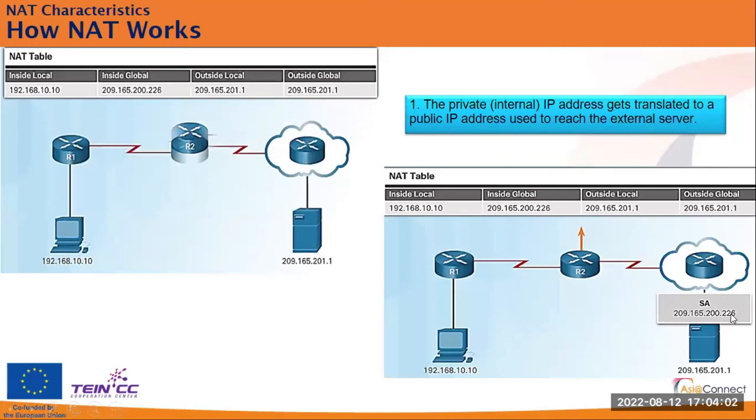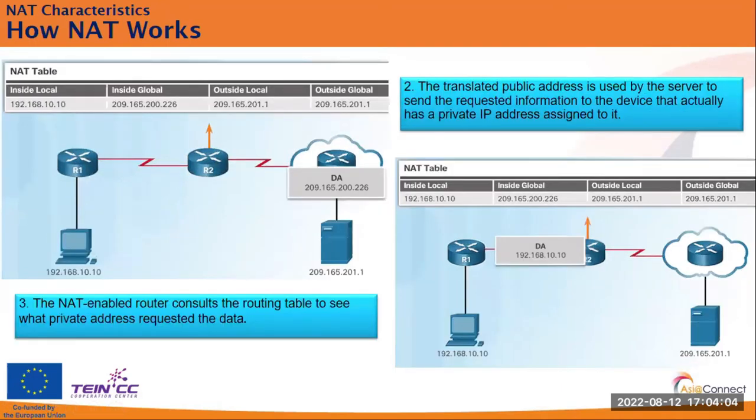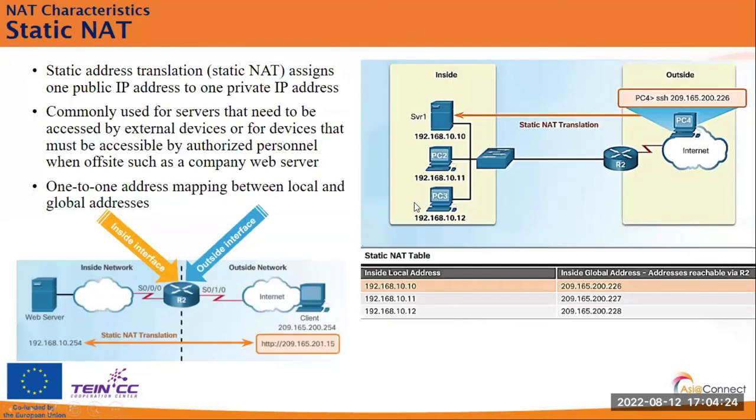Translating the source IP address to 209.165.200.226. And then it will send it to the server. When the server replies, it will come to 209.165.200.226. When it comes to router 2, then router 2 will translate the address to the private IP.